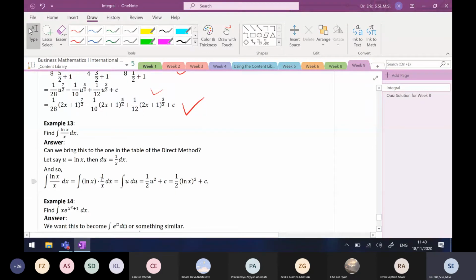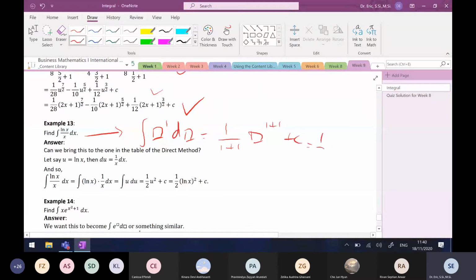What is 1 over x dx? This is du. What is ln x? It is just u. So you have u times du. Very remarkable, isn't it? I can change this form. I can change it into box to the power of 1 d box. And this is just 1 over 1 plus 1, box to the power of 1 plus 1, plus a constant. That is a half box to the power of 2 plus a constant.